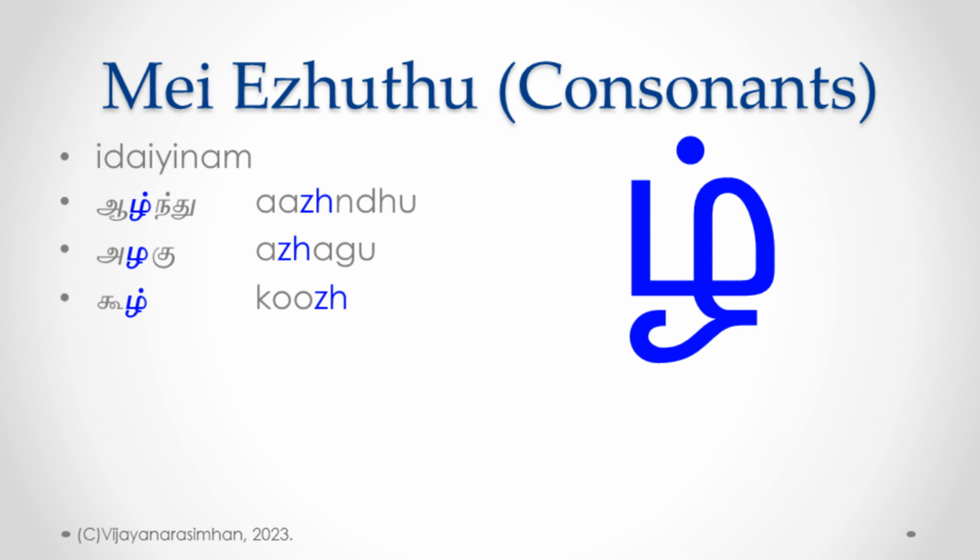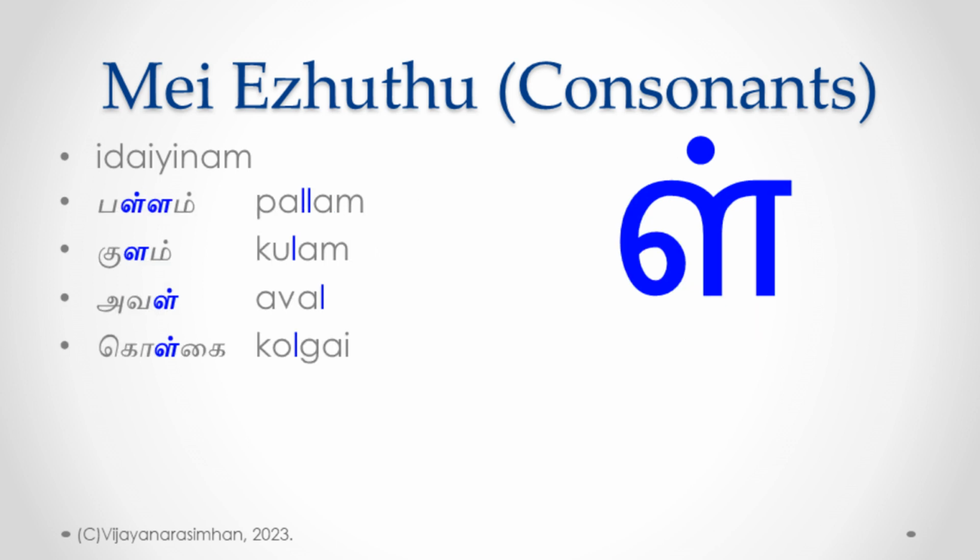Ra sound. Fantastic. Another fantastic sound, of course not as beautiful as ra, but almost 90% similar. So it's another la, but more folded. So the tongue is more folded. Roll your tongue more. La, fold it much. La. So normal la. This is more folded. La. So pallam, kulam, aval, kolgai.